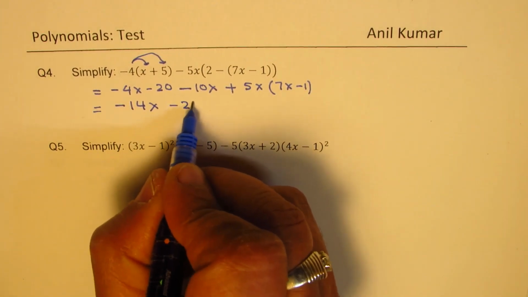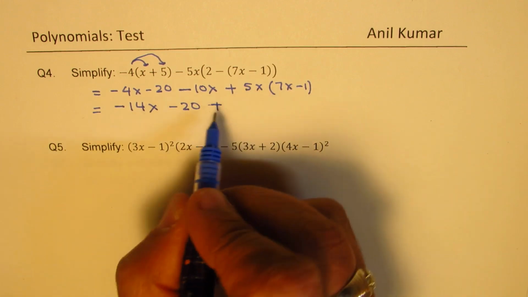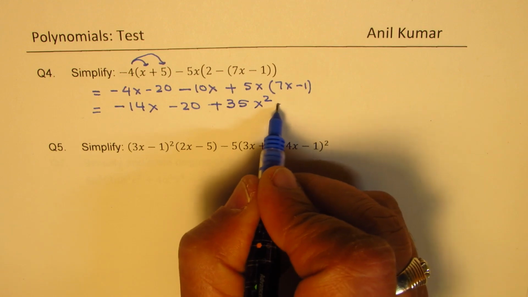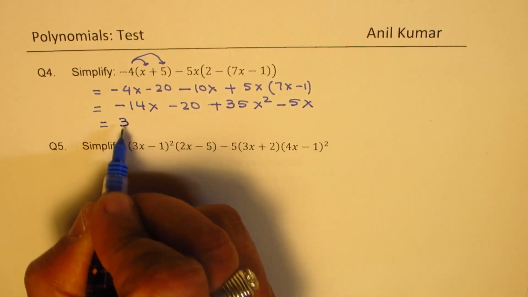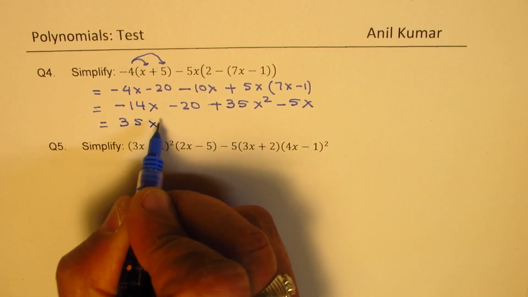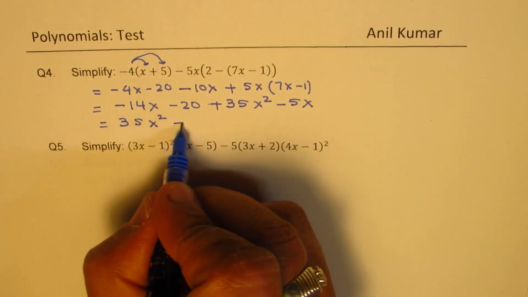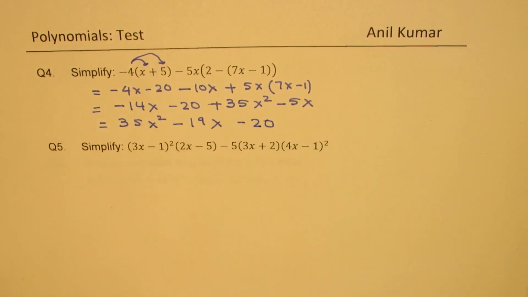Then we have minus 20 plus, again open the bracket, 5 times 7 is 35, x squared, and this gives us minus 5x. Combining the like terms, we get 35x squared, and minus 14 and minus 5 is minus 19x. The number here is minus 20.